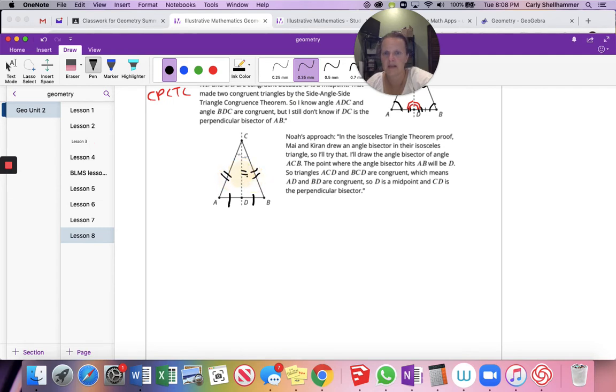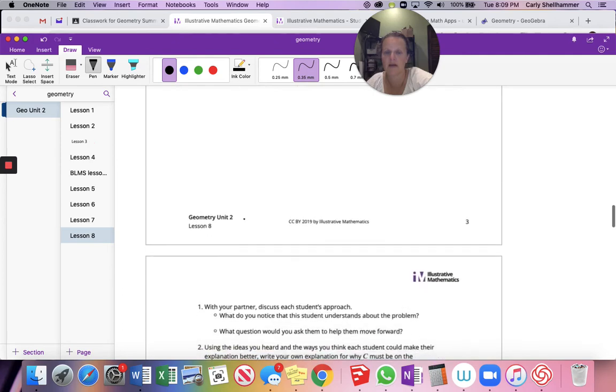We can say this. So I can prove the triangles are congruent because of side angle side. Therefore, AD is congruent to DB because of CPCTC. But I'm not sure about perpendicular bisector. Okay, we're still trying to prove that.